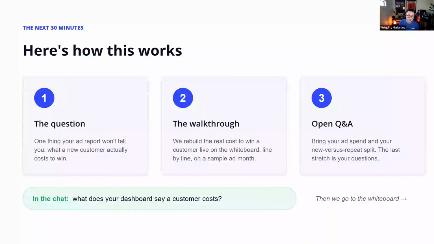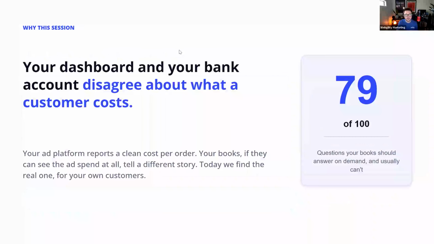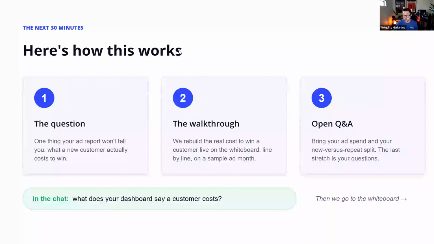The way that this generally works is we start with a question, number 79 of 100, and then we go through the walkthrough. I go on a whiteboard and explain the nuances here. It's pretty surface level in the grand scheme of things. We don't have a ton of time to go super deep into it, but hopefully you'll walk away understanding exactly how to calculate the CAC when you're looking at your return on ad spend alongside it, right?